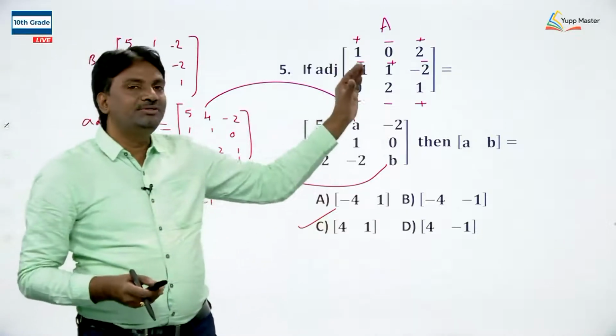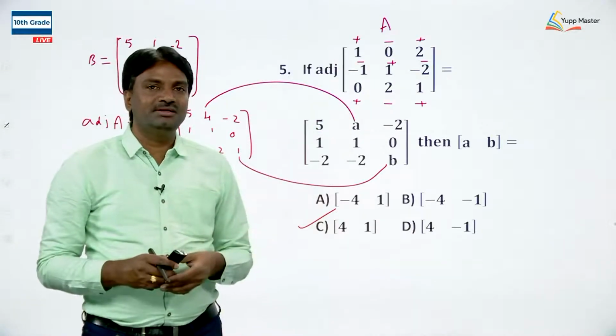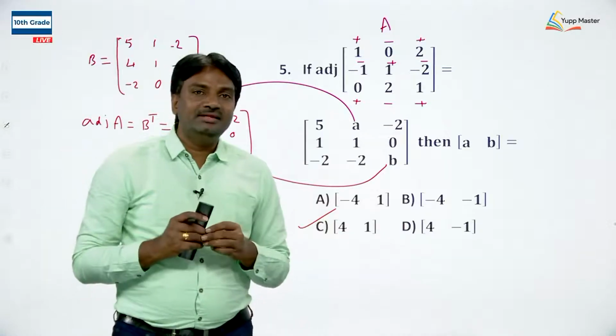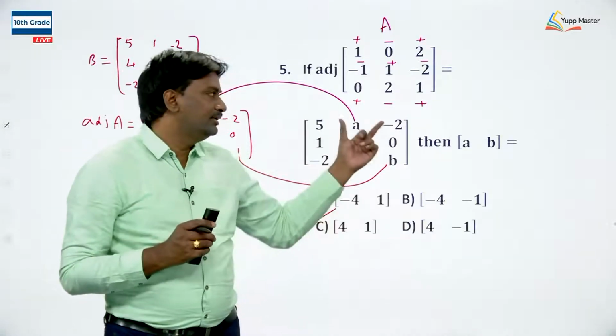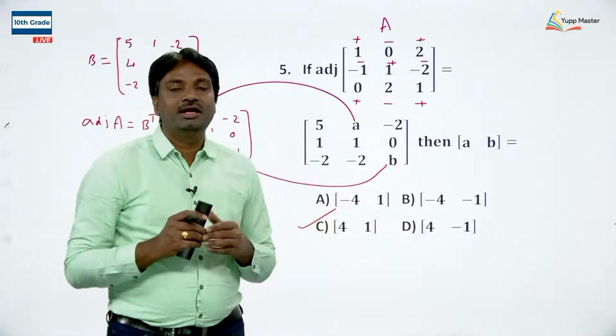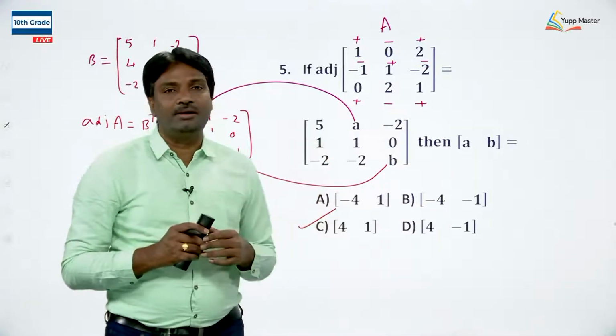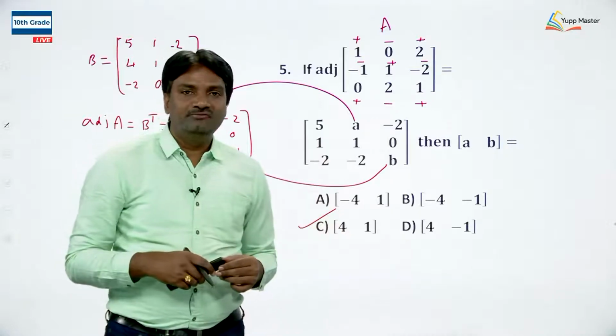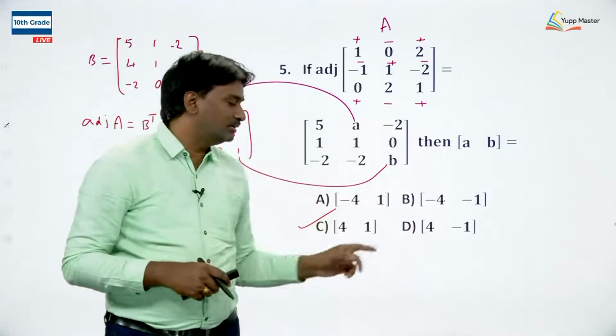So find the adjoint of the matrix which lies in the LHS. After getting the adjoint of the matrix, equate it to the RHS. In both LHS and RHS, compare the corresponding elements. So we got the value of A is 4 and the value of B is 1, that is 4, 1.